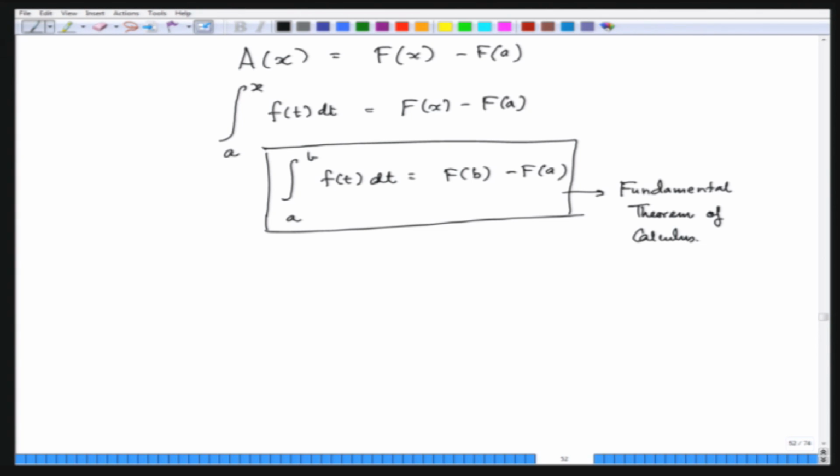Now, what if I take a function which also takes negative values, like y equal to sin x?